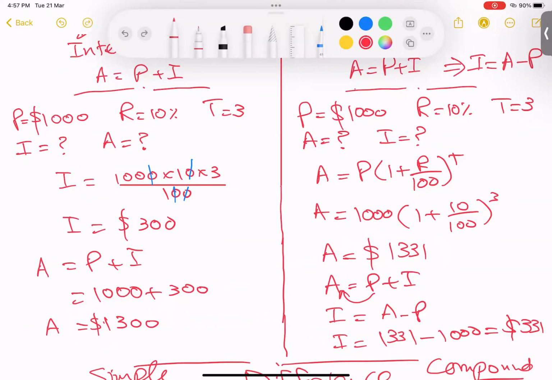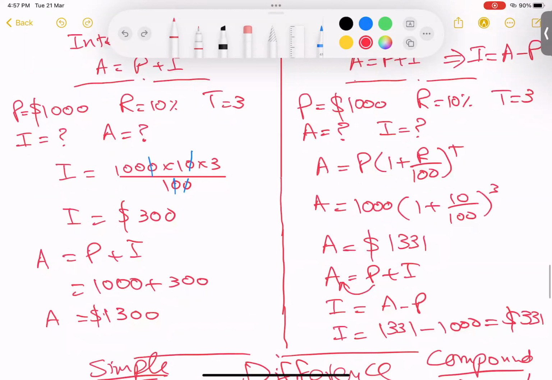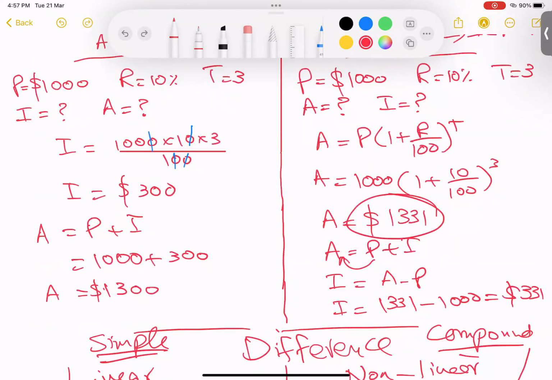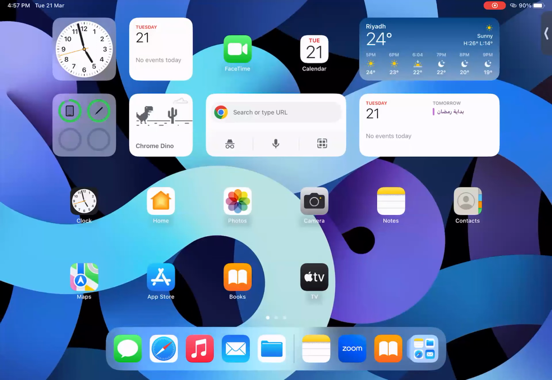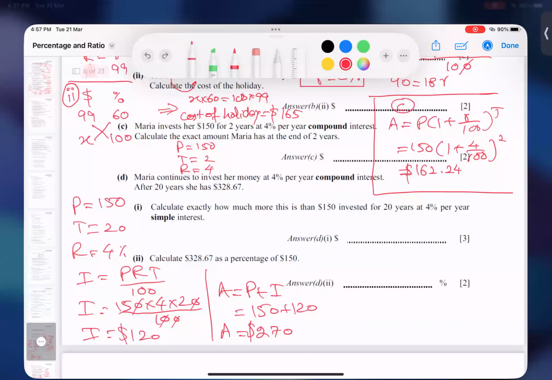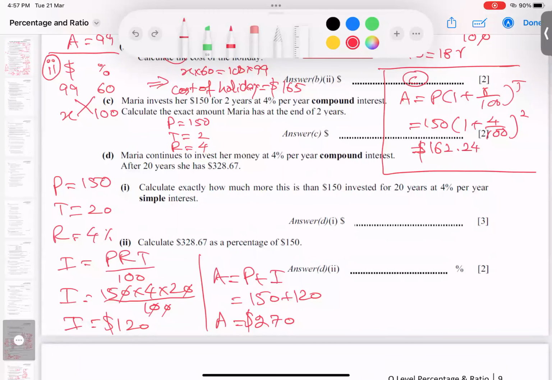If someone asks me what is the difference between them, so 1131 minus 1300 will give a difference. So compound money is always more than simple interest, because as I said, it's not a linear function. This is a non-linear function. Every year the profit is added to the amount. So, how to write it here?